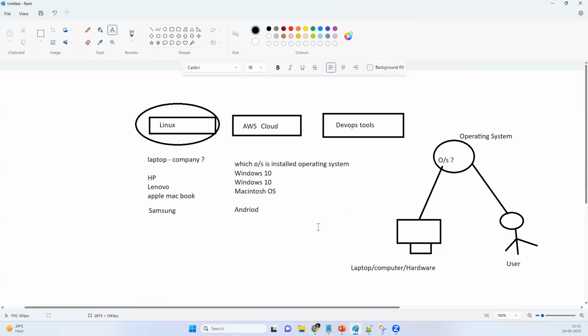Which language does hardware know, guys? Does anyone know which language hardware knows?